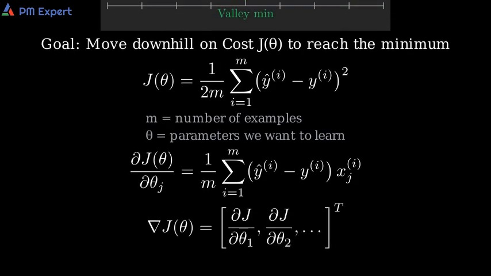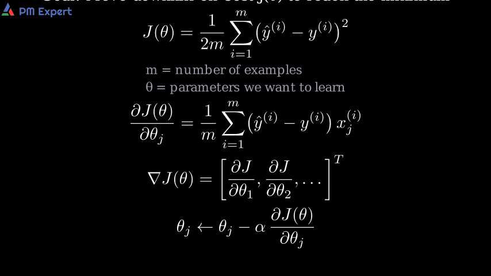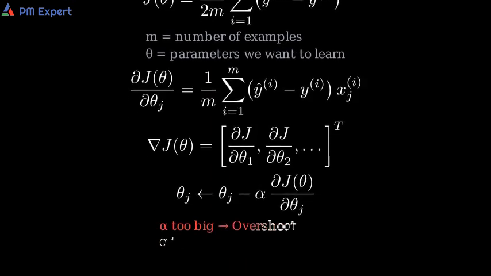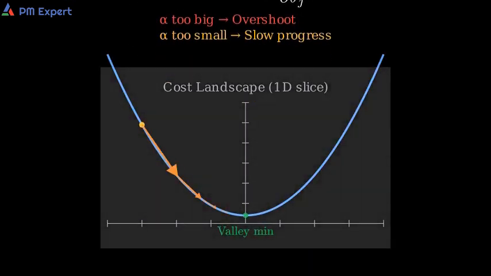The update rule takes a small step opposite the gradient, which moves us downhill. Theta sub j becomes theta sub j minus alpha times the partial derivative of J with respect to theta sub j. Alpha is the learning rate. If alpha is too big, we overshoot. If alpha is too small, we move very slowly.